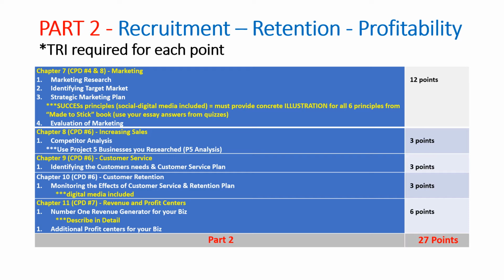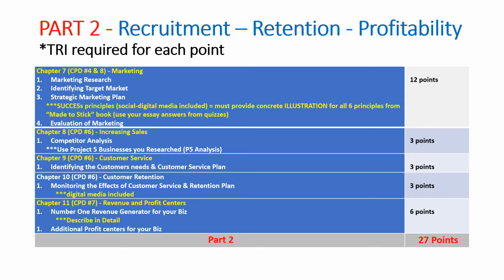Next one's chapter 10, CPD number 6 again, customer retention. What I need here is for you to give me some concrete illustrations of how you use digital media for your customer retention. Last then is chapter 11, which is CPD number 7.